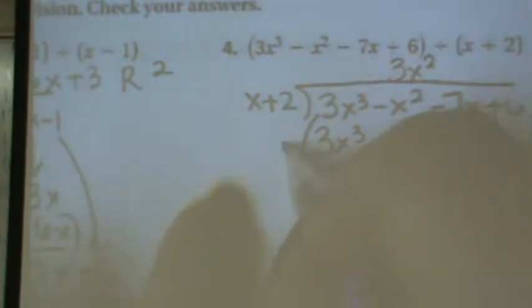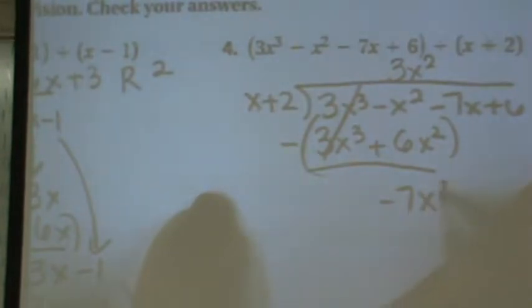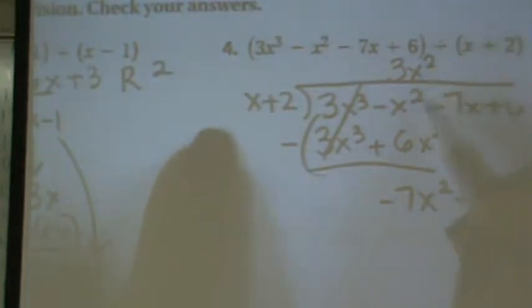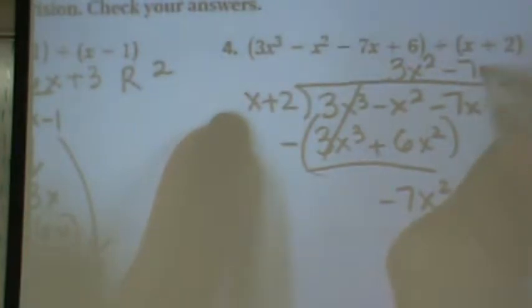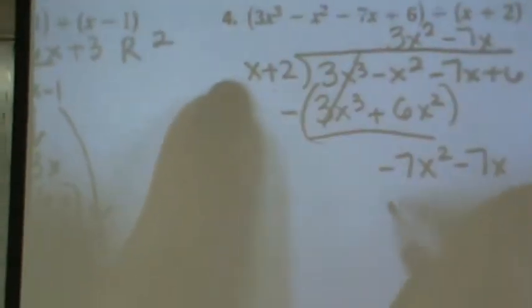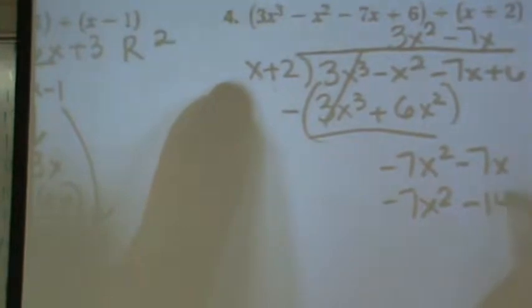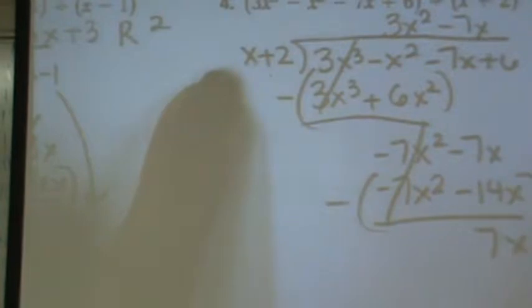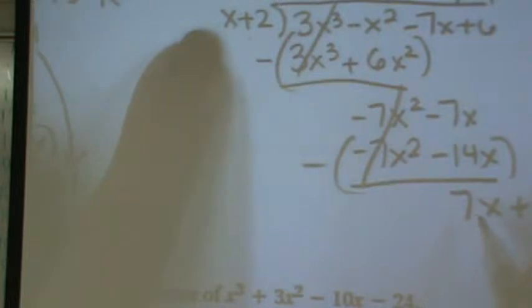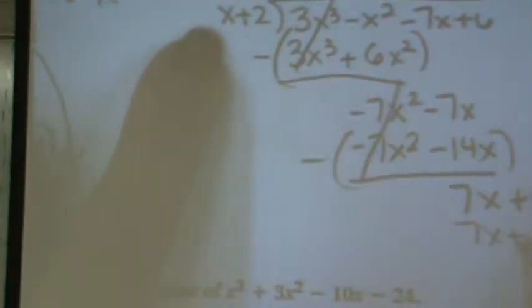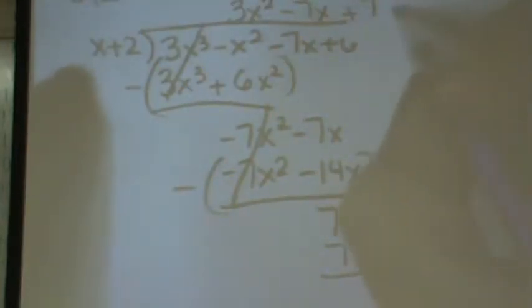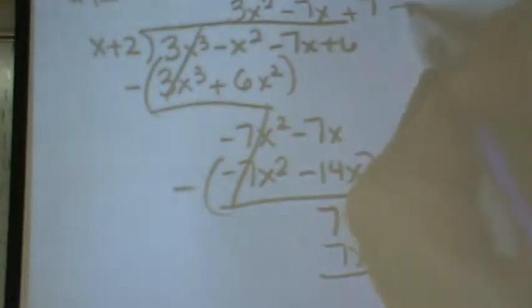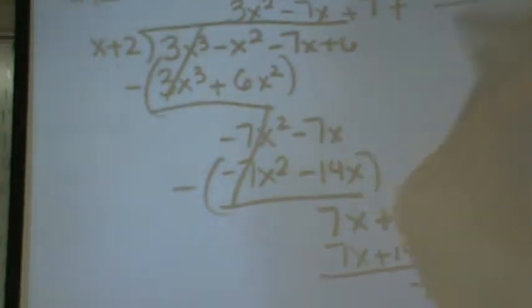So we're going to subtract these. You get negative 7x squared. Bring down negative 7x. Then we need to multiply this by negative 7x, because negative 7x times x is negative 7x squared, and then minus 14x. And when we subtract, these cancel. We have 7x and then plus 6. Multiply by 7. 7 times x plus 2 is 7x plus 14. When we subtract, we get negative 8 for a remainder. So the answer is 3x squared minus 7x plus 7 with a remainder of negative 8 over x plus 2.